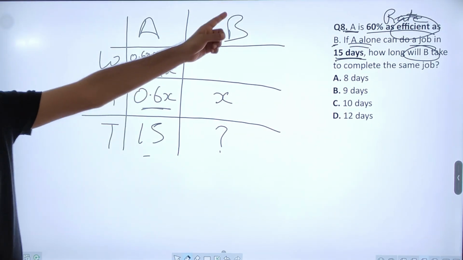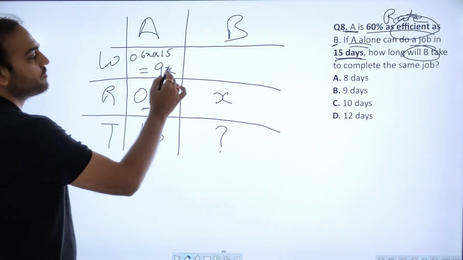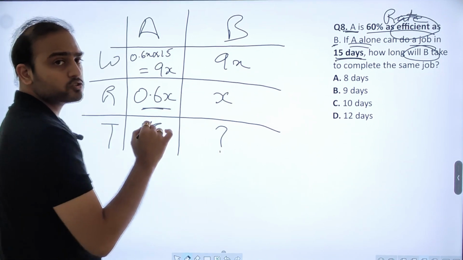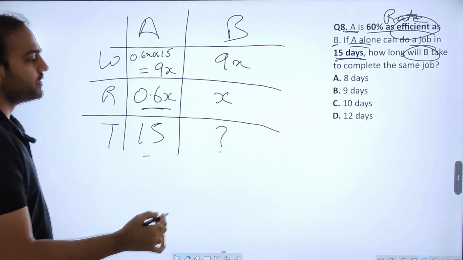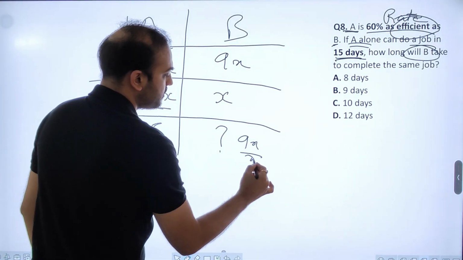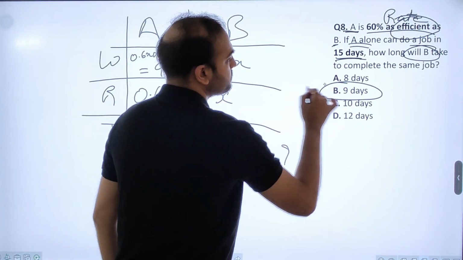Okay, now A and B are doing the same work. So if work for A is 9x, work for B is also 9x. Work is 9x, rate is x, time will be 9 days.